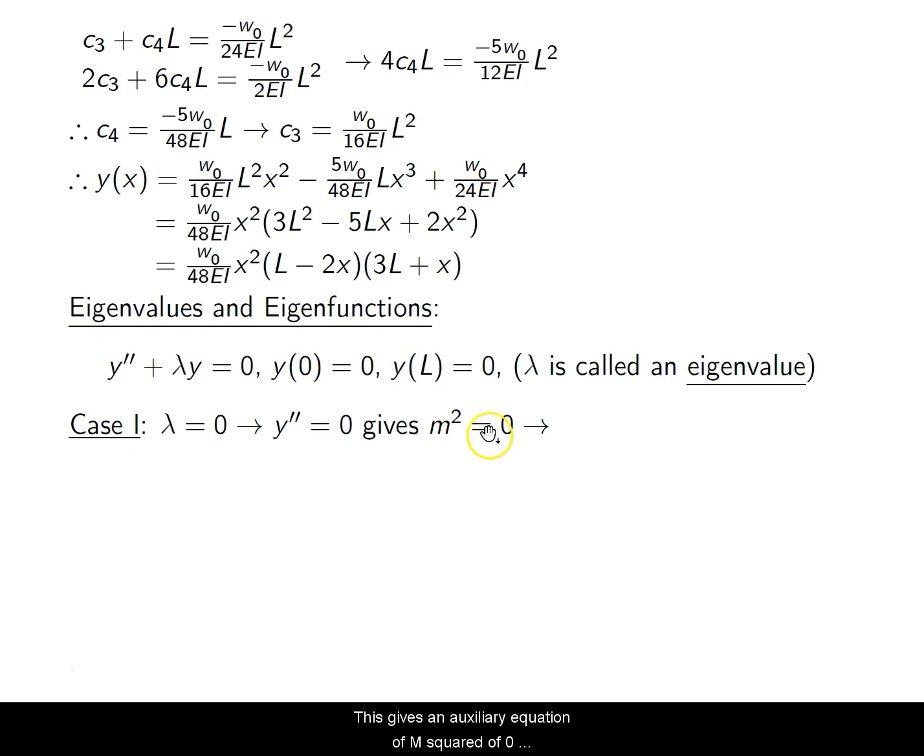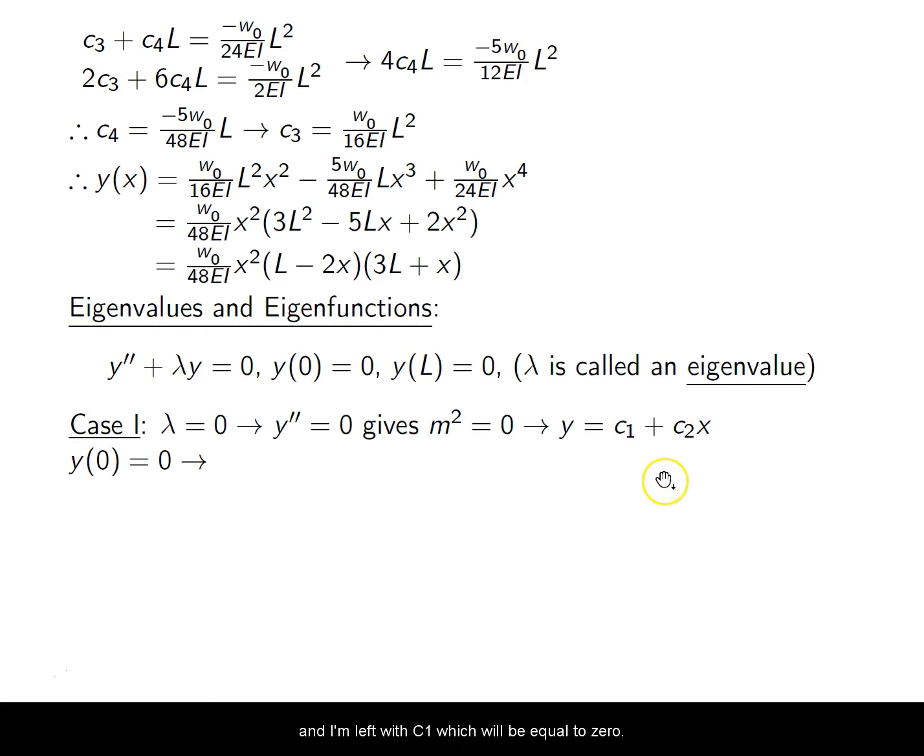Okay. This gives an auxiliary equation of m squared is 0, very similar to what we just did. In the last one we had m to the fourth was 0, so we have 2 zeros, which are 0. Repeated root, so then we get a constant, and then the x in order to keep us from having linear dependence, right? Keeping them linearly independent of each other. So let's explore this. Let's apply these boundary conditions to what our solution would look like here. So y of 0 is 0 for this means that this goes to 0, and I'm left with c1, which will be equal to 0.